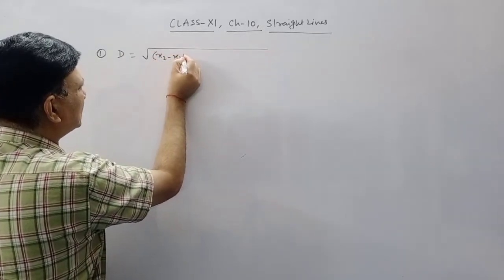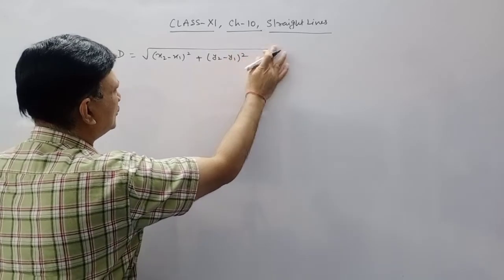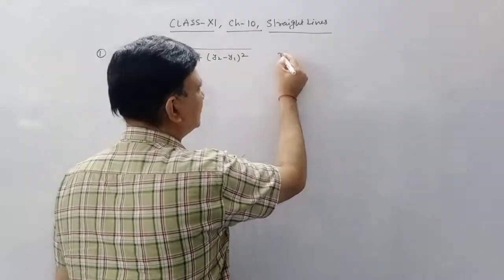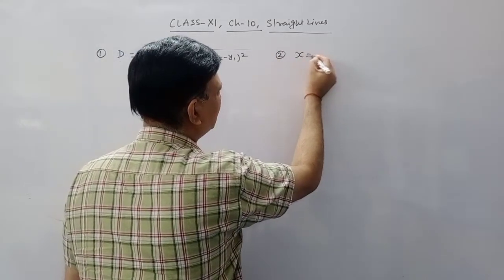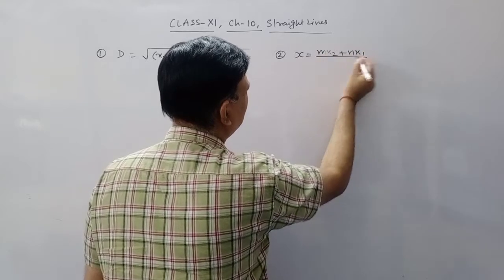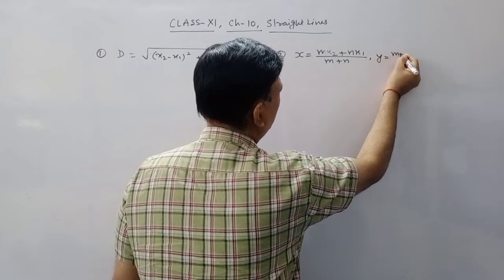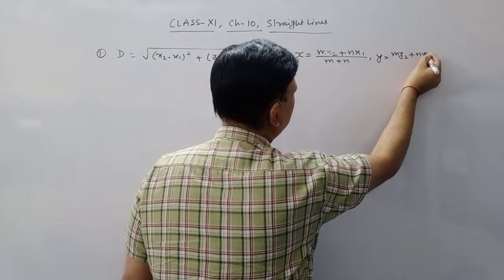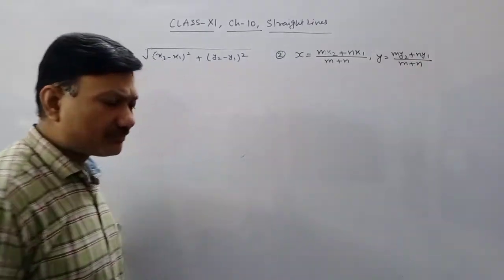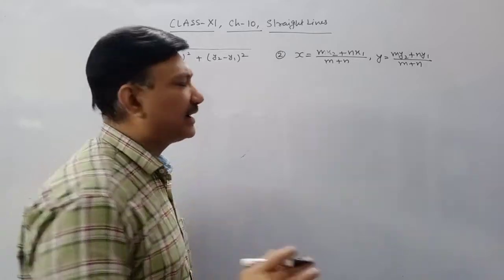Root of x2 minus x1 whole square plus y2 minus y1 whole square. This is the distance formula, right? Next is section formula. X is equal to mx2 plus mx1 divided by m plus n, and y is equal to my2 plus my1 divided by m plus n. This section formula is for the internal division.